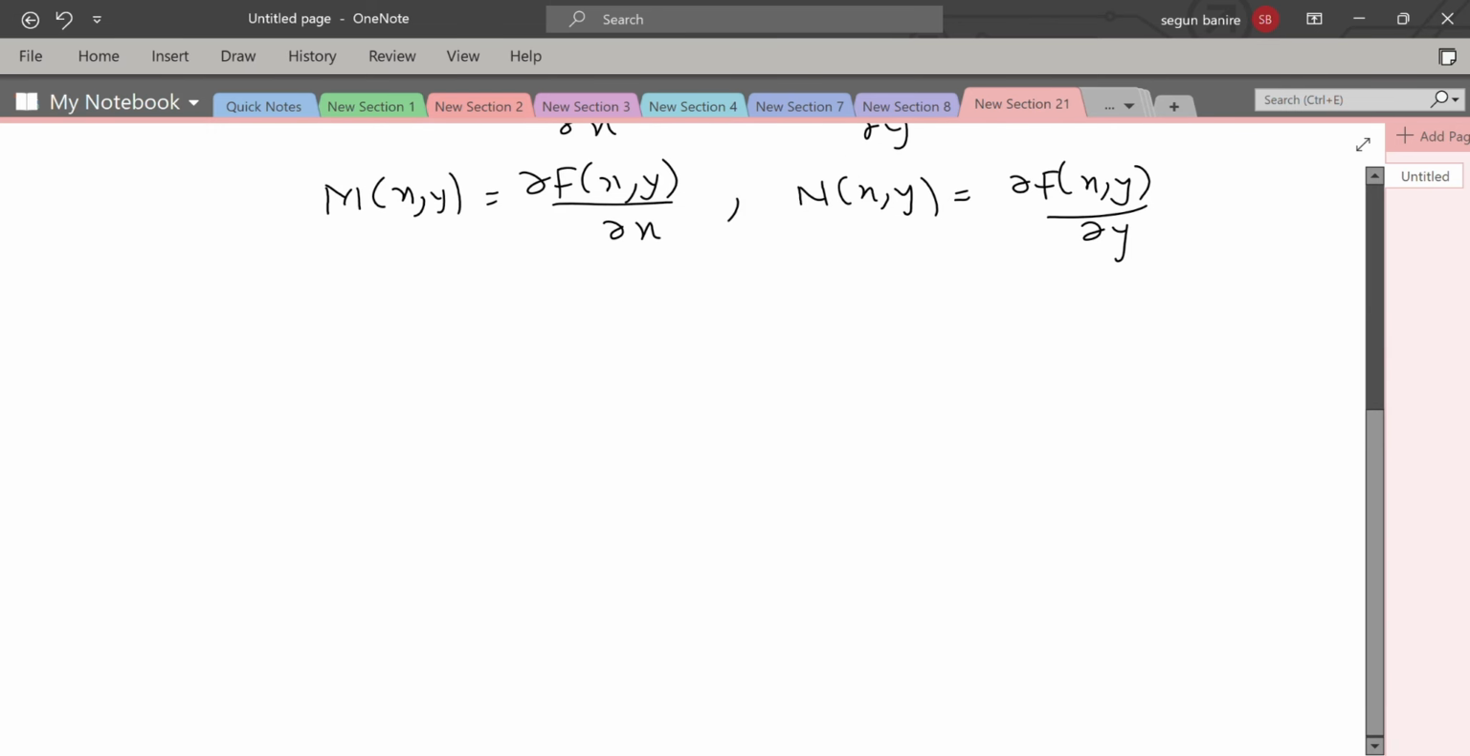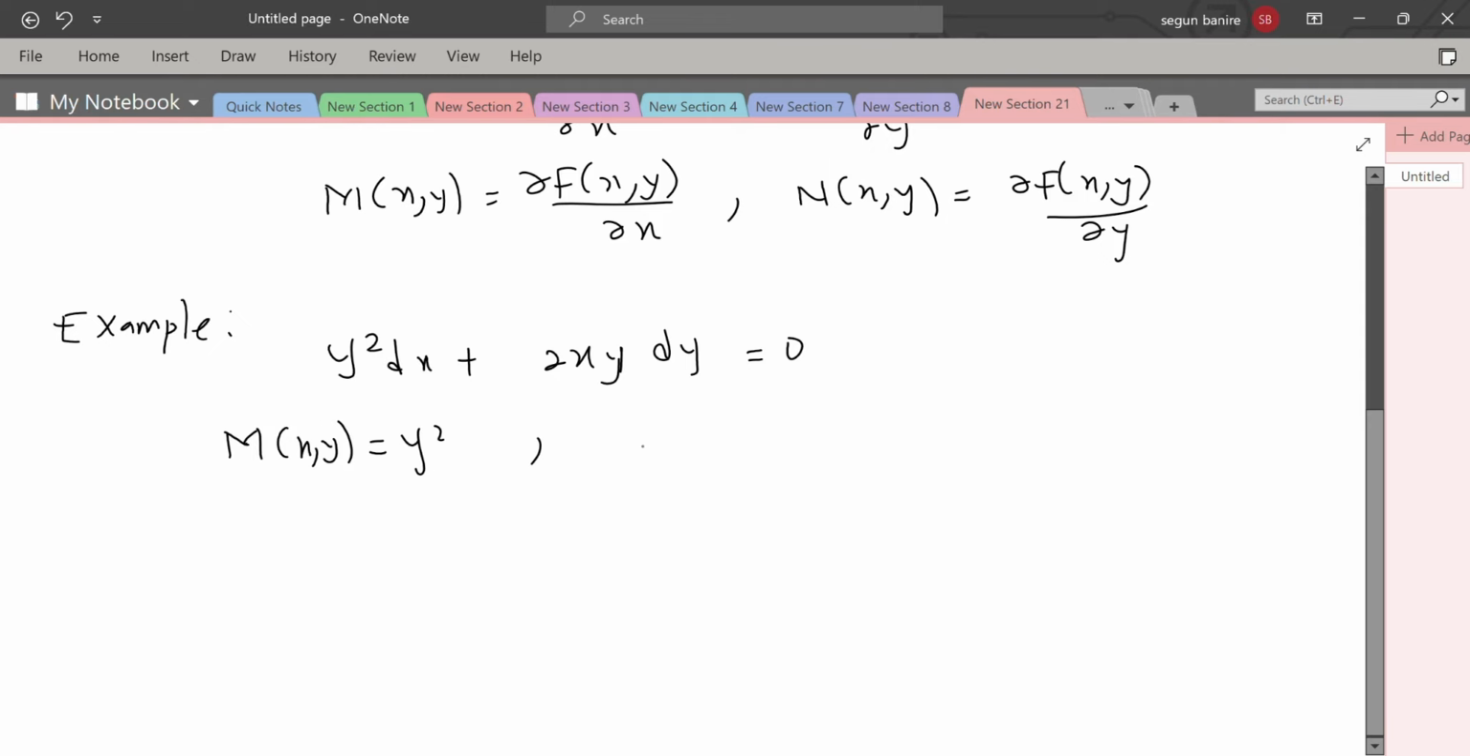Okay, let's look at some example. We want to check if this equation is exact or not. Before you even solve an exact type of equation, you must know if your equation is exact or not. So we have this given equation. From this, our M(x,y) is equal to y squared, and then our N(x,y) is equal to 2xy. So the definition says we should differentiate.